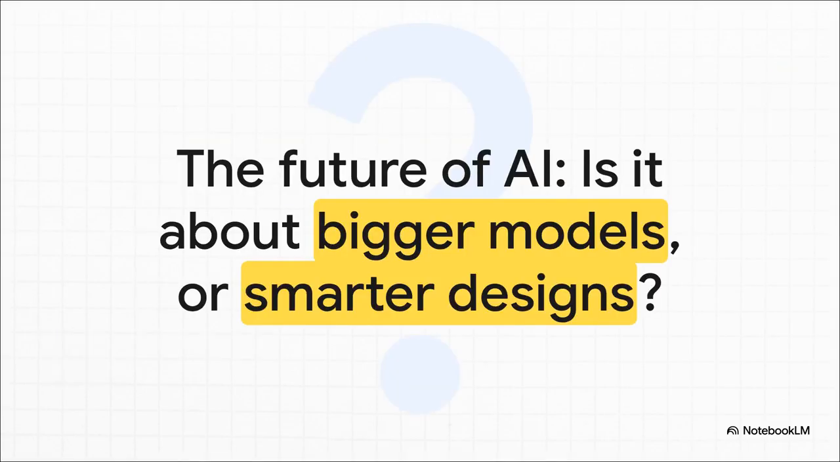Which really leaves us with this final question, doesn't it? For the last few years, the whole race has been about who can build the biggest, most colossal model. But Nemotron Nano 2 points to a different path. Maybe the future of AI isn't just about building bigger, maybe it's about building smarter.